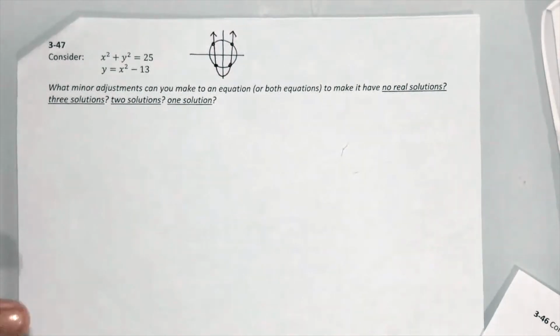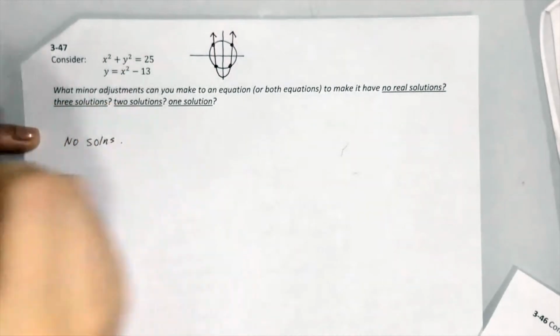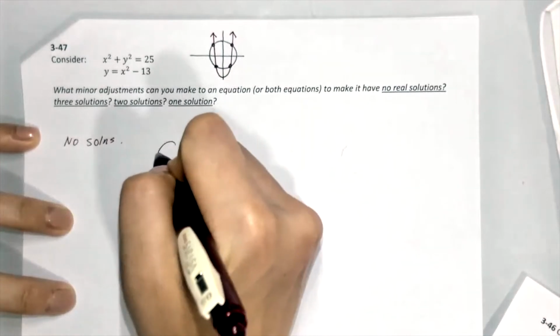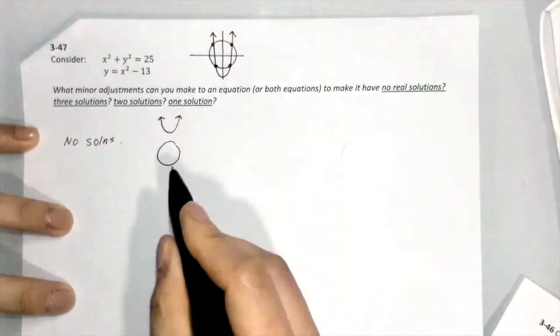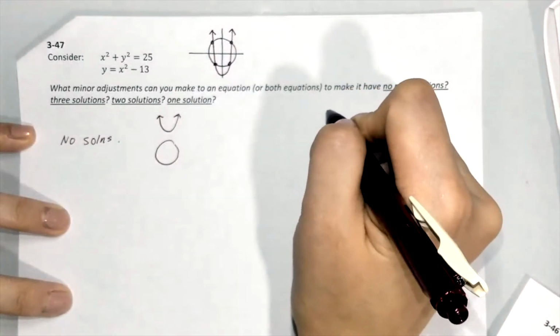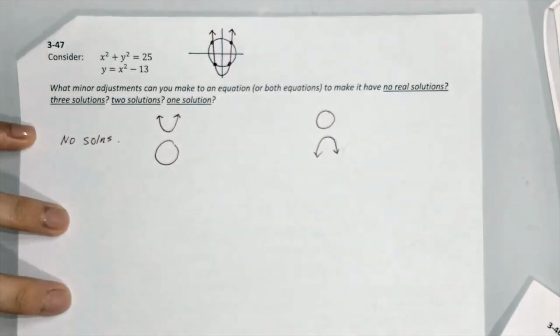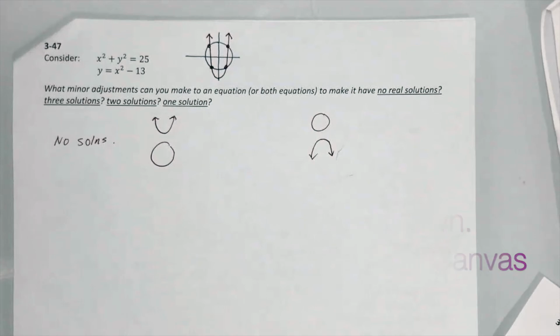For example, no solution was when they did not intersect. So how would you change an equation so that your circle and the parabola have no solution? How would you change the equation so it looks like this? Or how would you change the equation so it looks like this? No solution. Come up with all your ideas and come back to check.